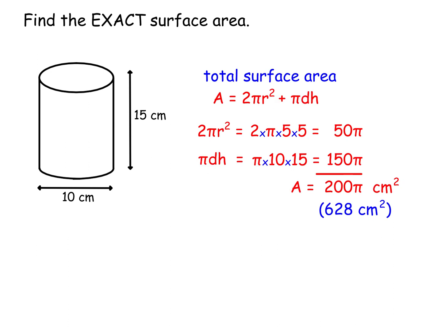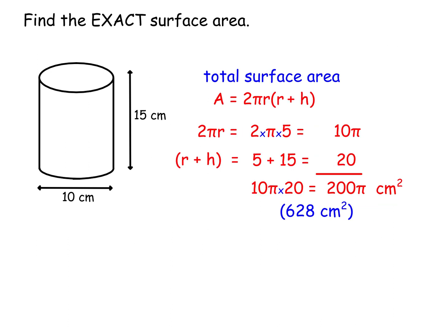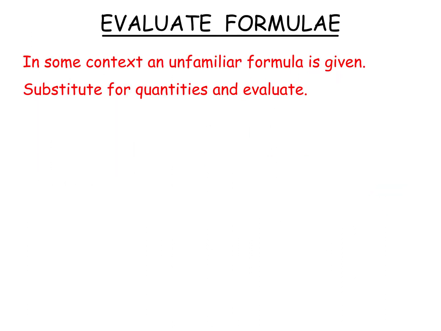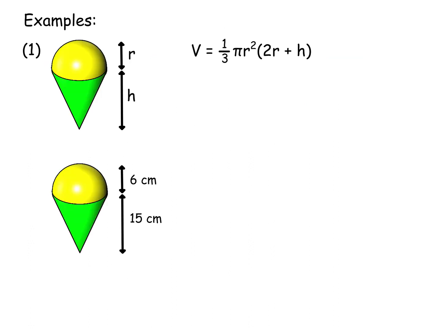So that was met in the video on area. That's an unfamiliar formula, which is what this video is about. You've got a formula. You see the context with a cylinder. You know what to substitute for R and H, and then you just evaluate the formula. So, unfamiliar formulae, given in some context, you substitute for the quantities, that is the letters, and carry out the calculation, evaluate.